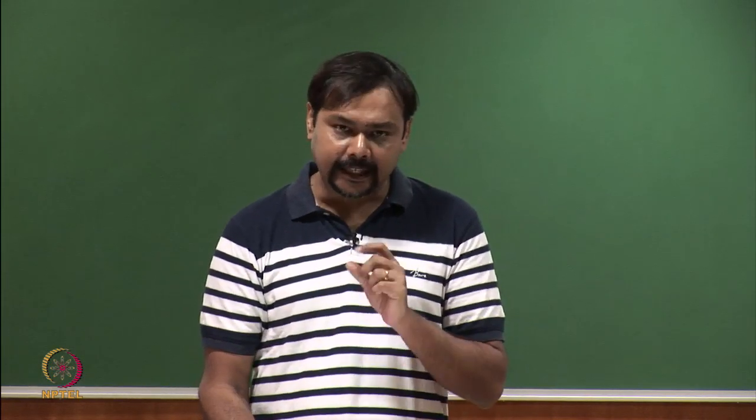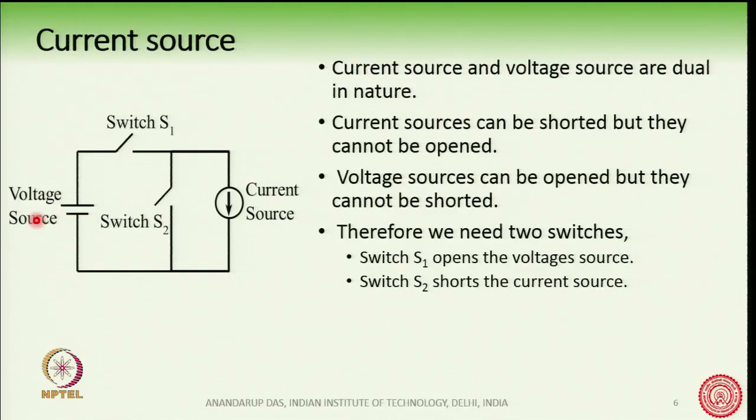So, in order to satisfy the property of both the voltage source and the current source, we need two switches, switch S1 here and switch S2 here. Basically, we are transferring power from the voltage source to the current source using two switches. So, what are the functions of these two switches?